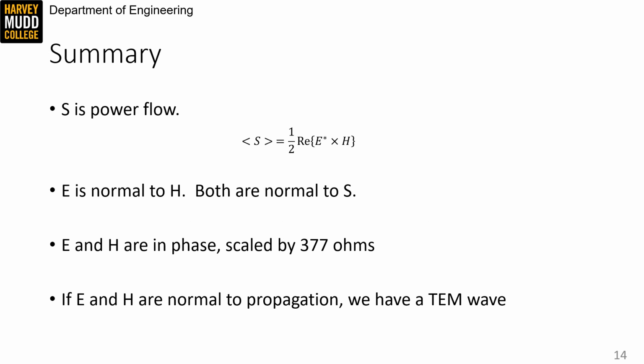So in summary, we defined a quantity S, the Poynting vector, which specifies the power flow, and noted that we can calculate our average power flow using an analytical representation of E and H, and that it is calculated as the cross product between those vectors. We observed that E is normal to H, and that both of them are normal to S. We noted that E and H are in phase, and they're scaled by 377 ohms, the impedance of free space. And finally, that if both E and H are normal to propagation, we have a special type of wave called a transverse electromagnetic wave.